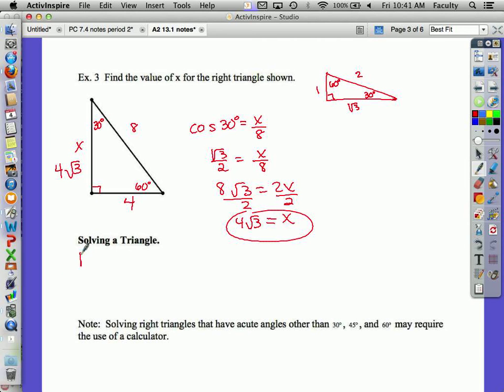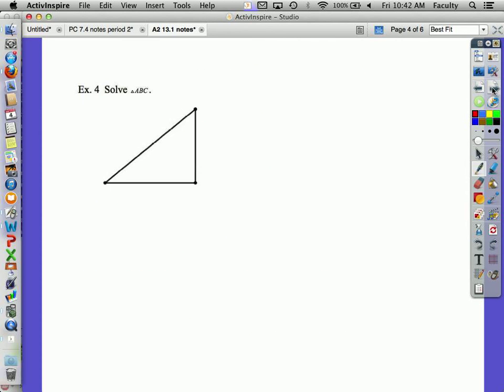Solving a triangle means find all missing sides and angles. It says, note, solving right triangles that have acute angles other than 30, 45, and 60 degrees may require the use of a calculator. But if it is 30, 45, 60, you have to be able to do it by hand, and I'll force the issue on a quiz, so I'll put it on the no calculator part. So do not use your calculator all the time, because that'll get you into trouble.